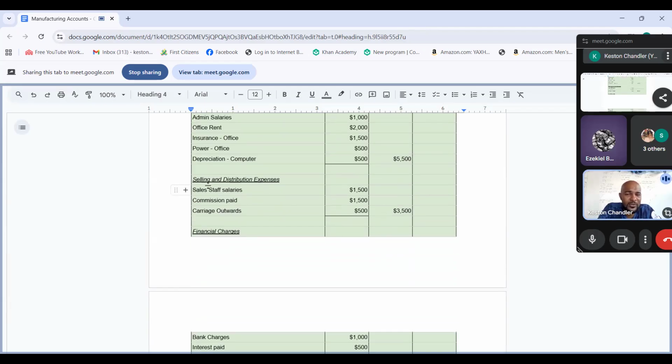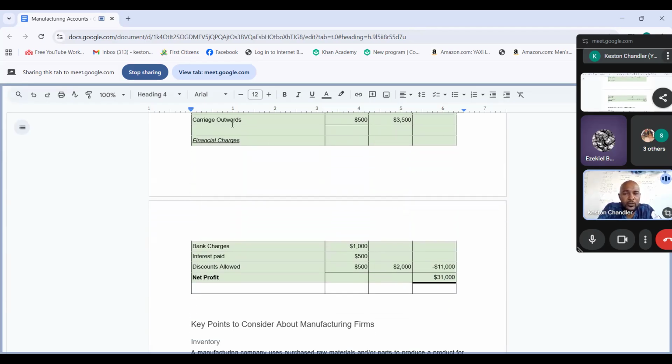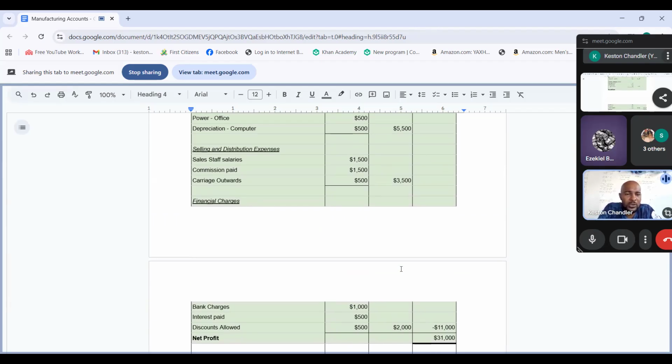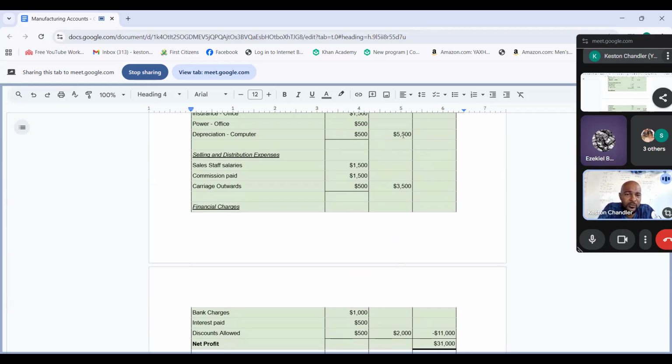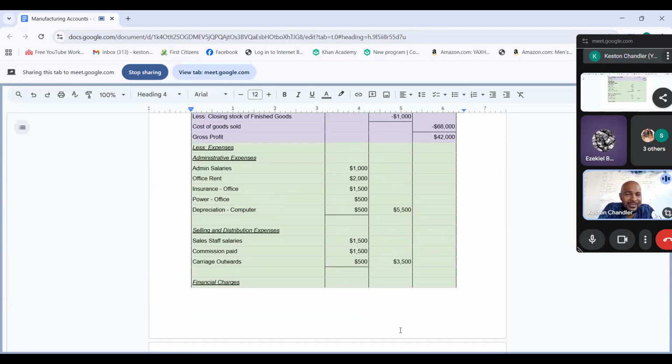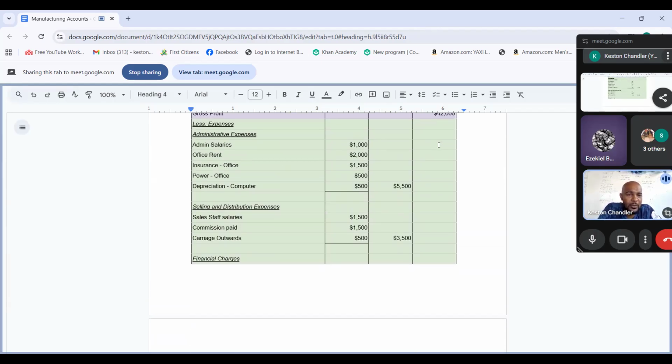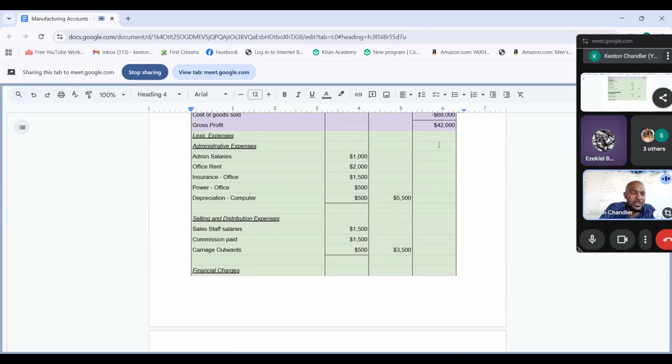I will do the same for selling and distribution: sales staff salaries, commission paid, carriage outwards. I tally it, I put it in the second column. Then I'll do financial charges. I tally bank charges, interest paid, discounts allowed, and put it in the second column. What I will do next is add each one of these, 5,500, 3,500, 2,000, and then carry it across in this third column to subtract from my gross profit. That's my total expenses now.